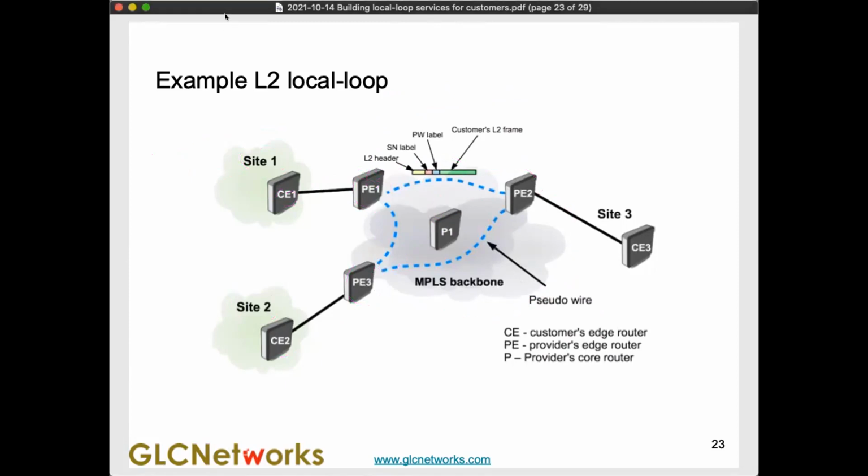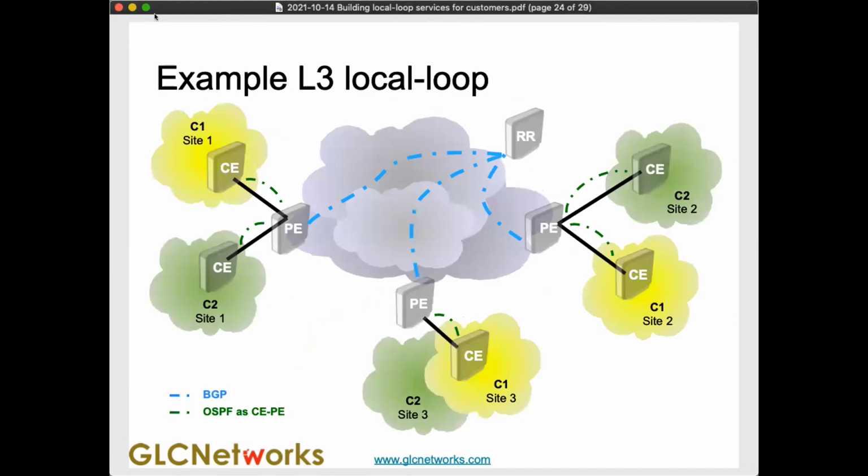Next example is layer 3, as I said, layer 3 local loop. Here, you need to be aware of their networks. So this is the customer, using yellow color here. Customer 1 has 3 sites, and each site has their own subnet. They tell their subnet to you: please forward traffic from here to here, from here to here, from here to there. So they can connect to each other.